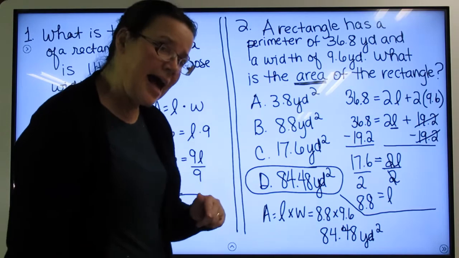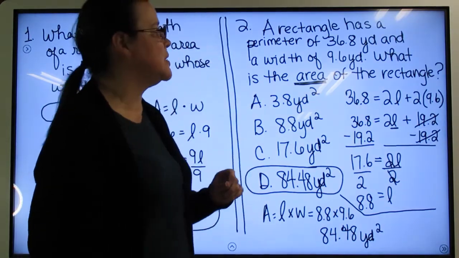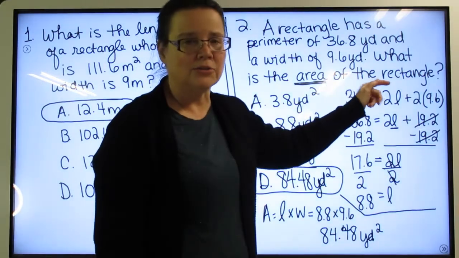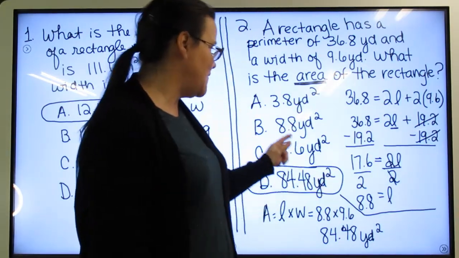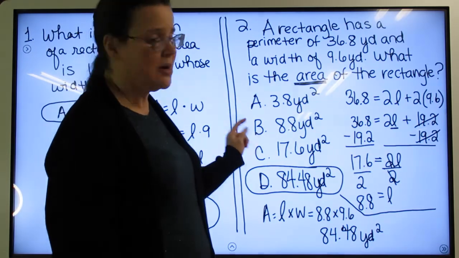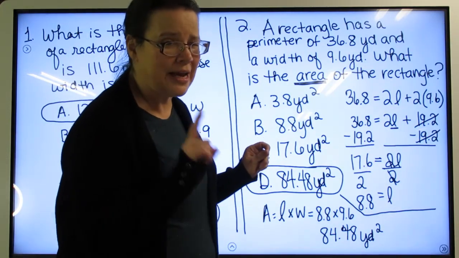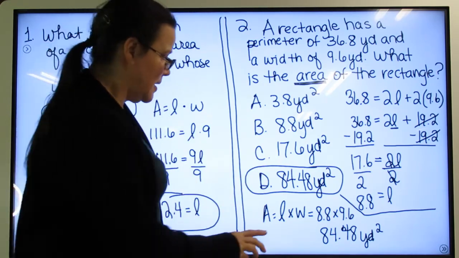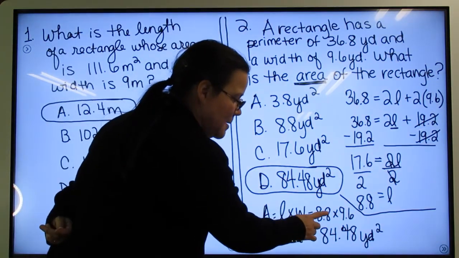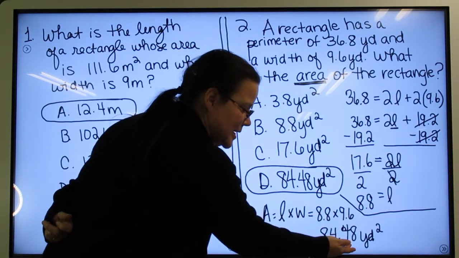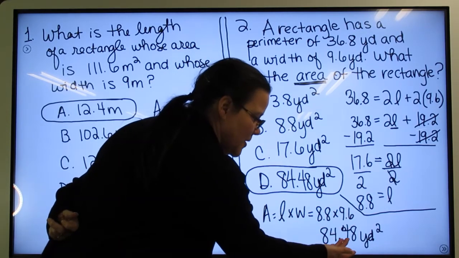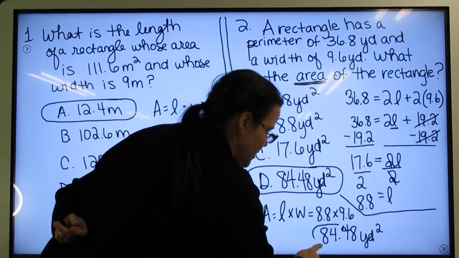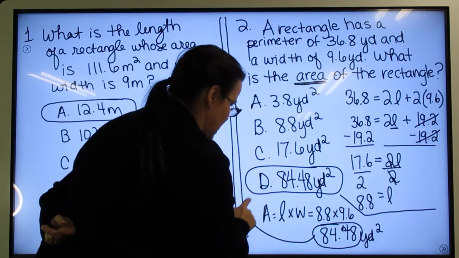Now I'm going to take that and plug it into the area, because what is the question? The question is what is the area of the rectangle? So I haven't fully answered it, and if I put 8.8 yards squared, that would have been wrong. So make sure you're answering the question that they're asking you on the test. Very important step. Length times width, 8.8 times 9.6, and I get 84.48 yards squared. And winner, winner, chicken dinner, that's the answer I need.